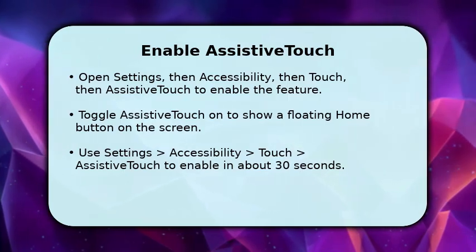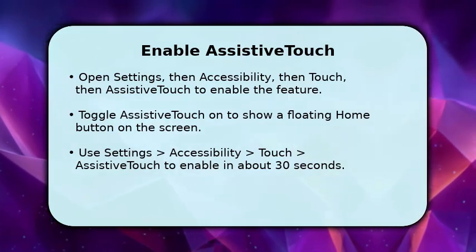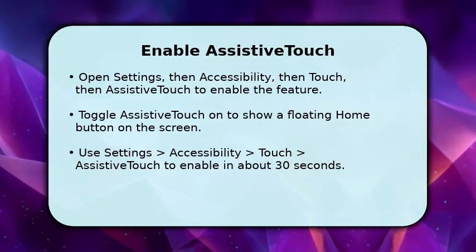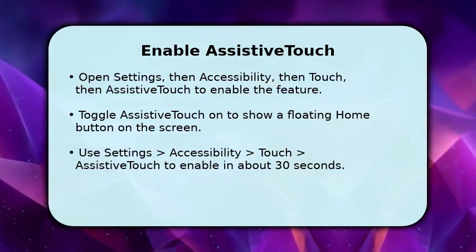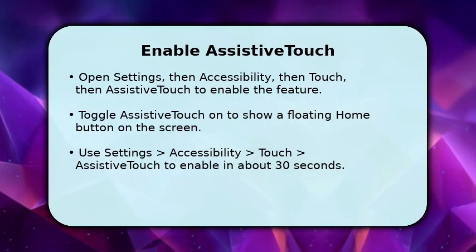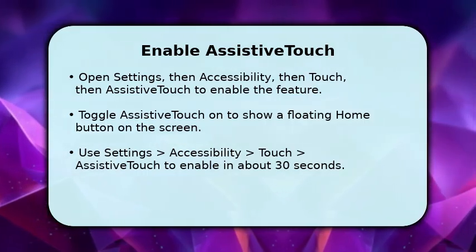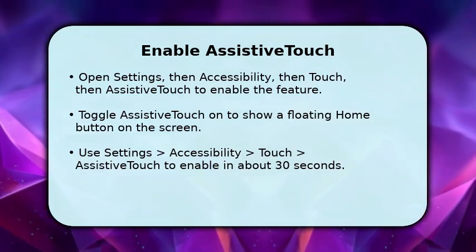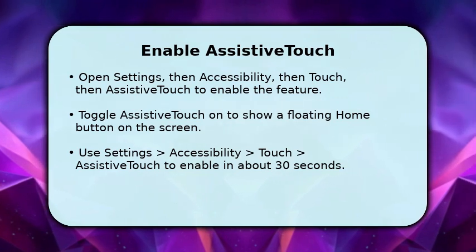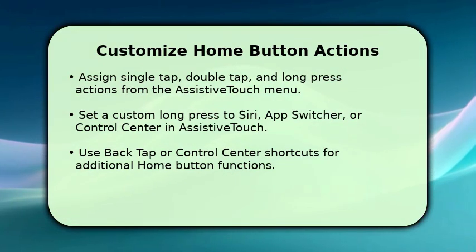This process usually takes about 30 seconds to complete. The floating button appears immediately and remains until you toggle Assistive Touch off. You can move the button anywhere on the edge of the screen for comfortable reach and quick access to core functions. Open Assistive Touch settings and choose Customize Top-Level Menu to add functions.